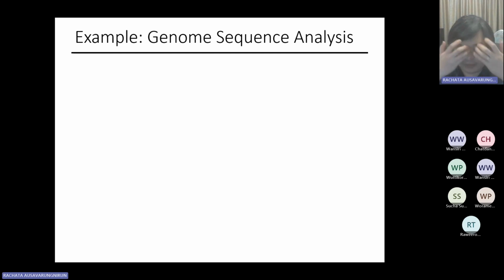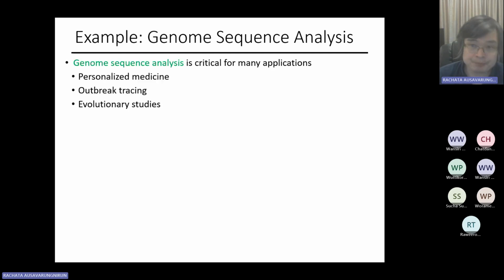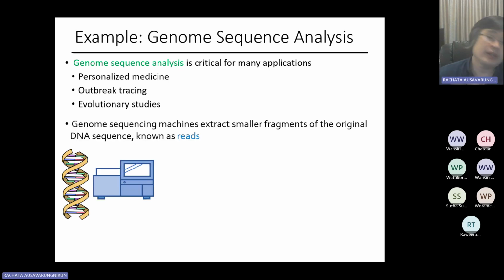Another example, you can build hardware for certain applications. So I'll use genome sequence analysis as an example application. This is critical for a lot of things like personalized medicine, outbreak tracing, or evolutionary studies. What is done is you have lab samples from, say, the patients or the virus or whatever you want to do the sequencing on. You put the sample in the wet lab onto the machine.